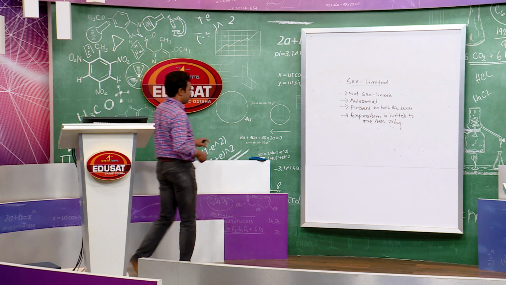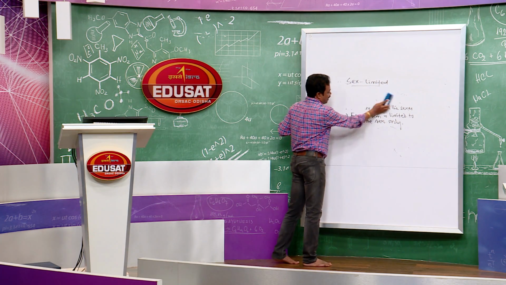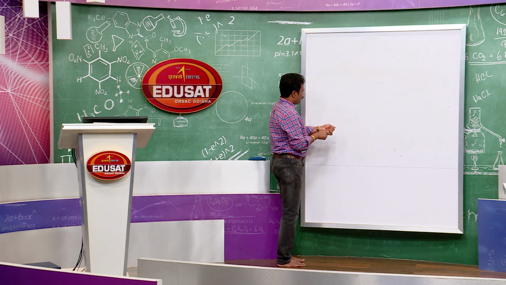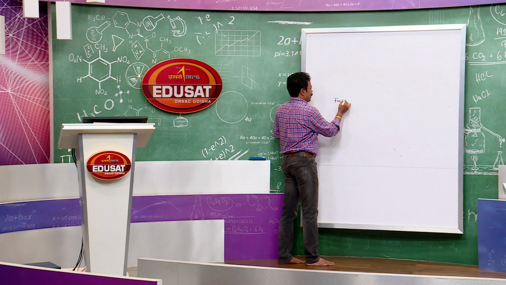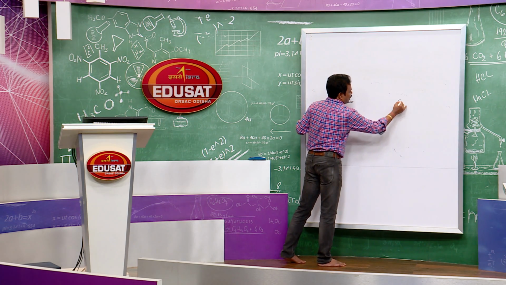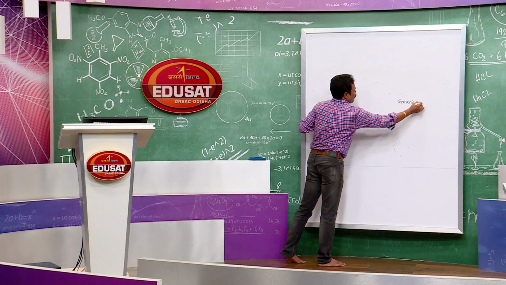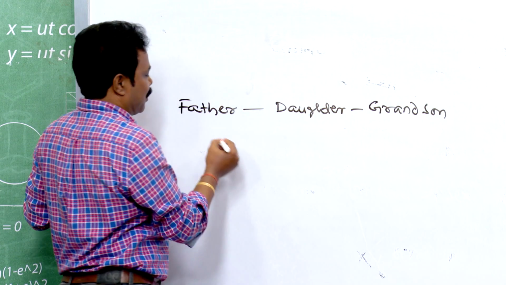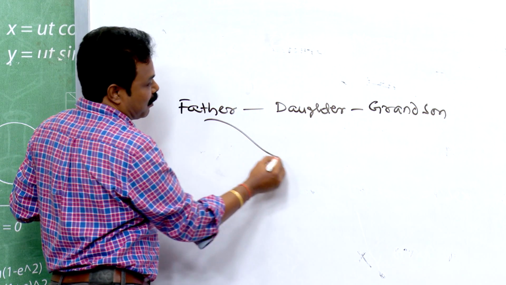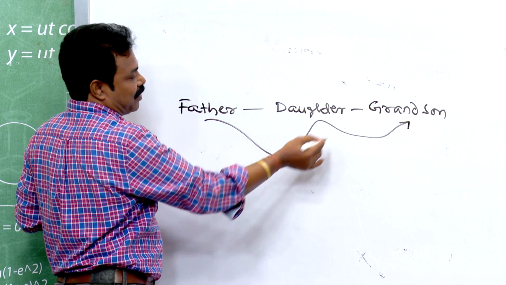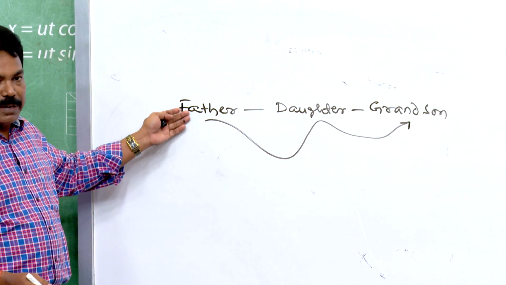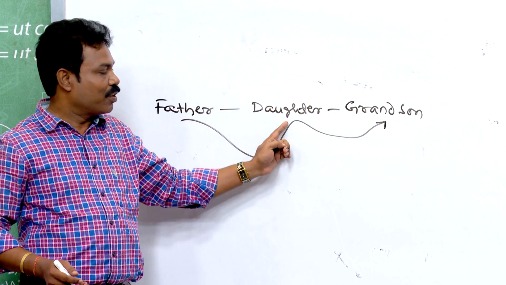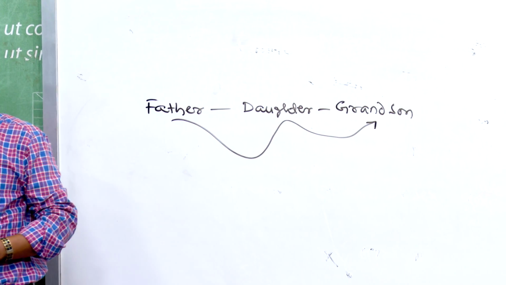Okay. Let us see when the character is transferred from father to grandson through daughter. This means this character is inherited from father to grandson through daughter: transfer of characters from parent to grandchild of the same sex through offspring of opposite sex, right. Any doubt?